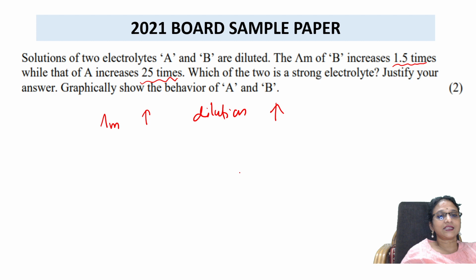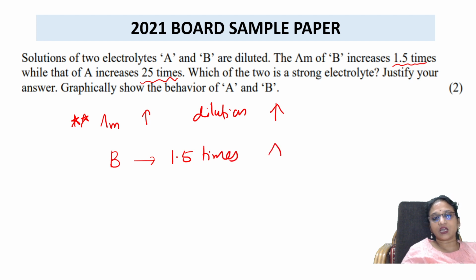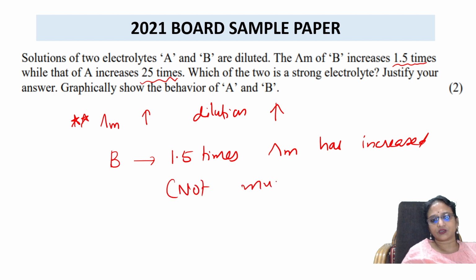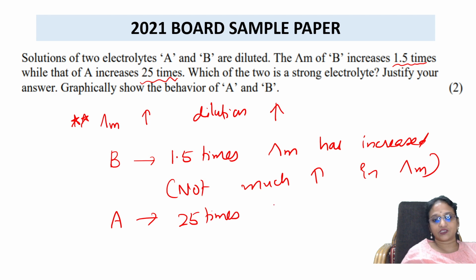Okay, so there is no increase in the number of ions. Suppose as dilution increases, this is the important point, remember. Now in this case, B, only 1.5 times the molar conductivity has increased. Correct? It means there is no increase in number of ions, not much increase in molar conductivity. When you see A, here it is a 25 times increase in molar conductivity.